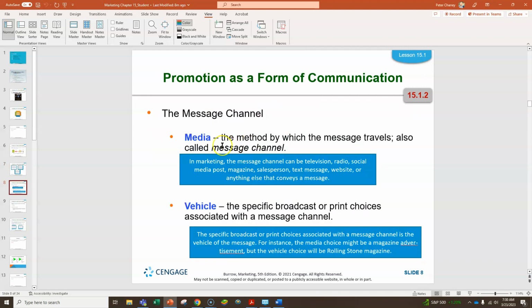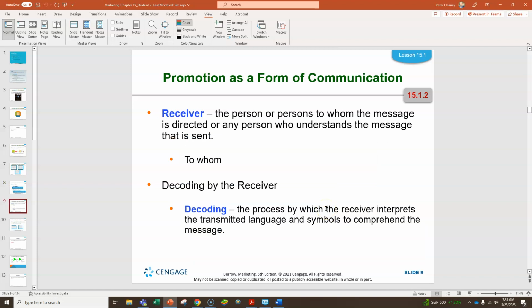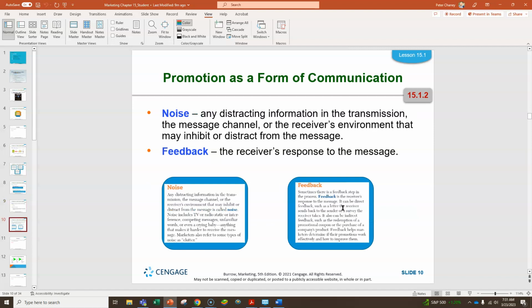Part of the message channel is we can go with media, which is the method by which the message travels. You can call that the message channel, so there's some definitions in there. And then you've got the vehicle, which is the specific broadcast or print choice associated with the messaging channel. The receiver part, easy one, the person or persons to whom the message is directed, or any person who understands the message that is sent. And then the decoding process is when the receiver interprets the transmitted language and symbols to comprehend the original message. Noise can be any distracting information in the transmission, the message channel, or the receiver's environment that may inhibit or distract from the message. And then feedback, the receiver's response to the message.